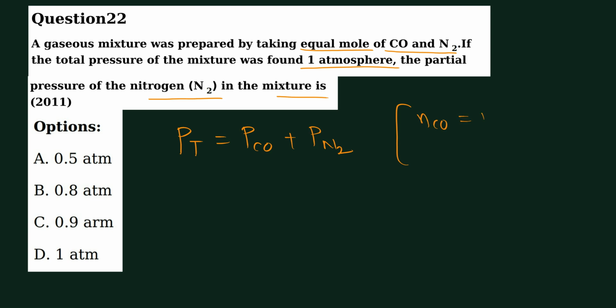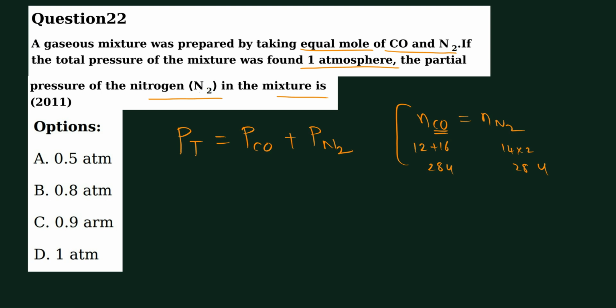The number of moles of carbon monoxide and the number of moles of nitrogen are also equal. We have taken them equal in number, and both have the same molecular weight. What is the molecular weight of carbon monoxide? 12 plus 16, which is equal to 28 units. And what is the molecular weight of nitrogen? That is 14 into 2, 28 units. We are taking them equal in number and both have equal weight, so both will create the same pressure. Yes or no?